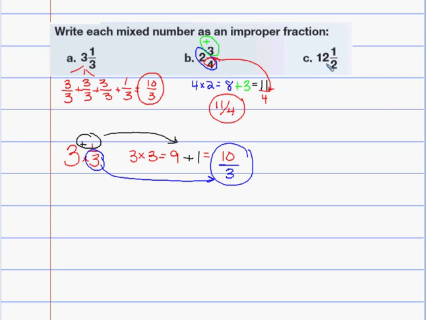Again, we're going to multiply. 2 times 12 would be 24. Plus the 1. I apologize, I really should have used the same color the whole time for each of these steps. That would have made it a little easier for you to follow. That will equal 25. We're going to take that denominator and keep it. 25/2. So there you have it, making improper fractions into mixed numbers and mixed numbers into improper fractions.